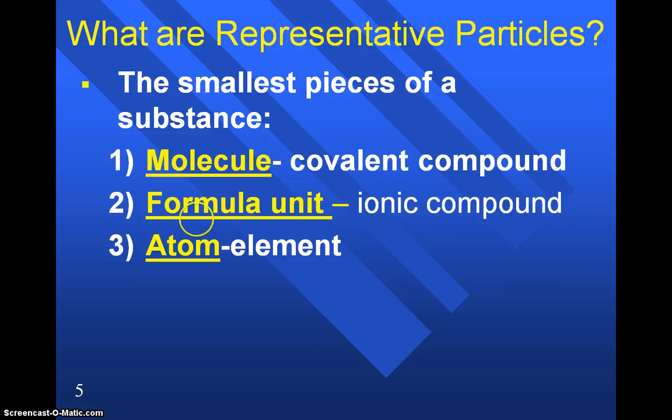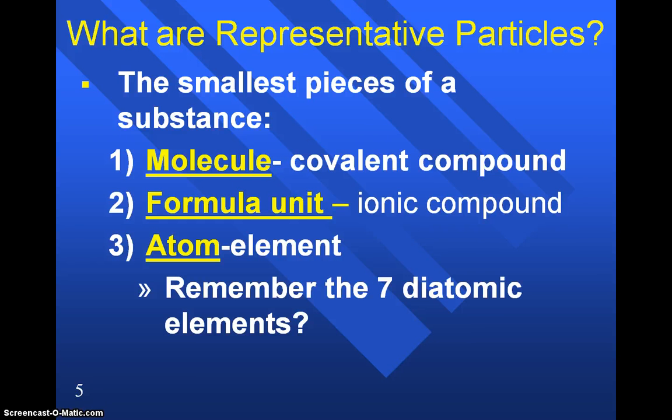Now, when we think about the elements, we have to keep in mind our diatomics. There are 7 diatomics, and we know that whenever we find them in nature, they're not alone. They always come with a little buddy. They exist in pairs. And remember, those are Mr. Brinclhof: bromine, iodine, nitrogen, chlorine, hydrogen, oxygen, and fluorine. So for those elements, their representative particle is actually a covalently bonded molecule.